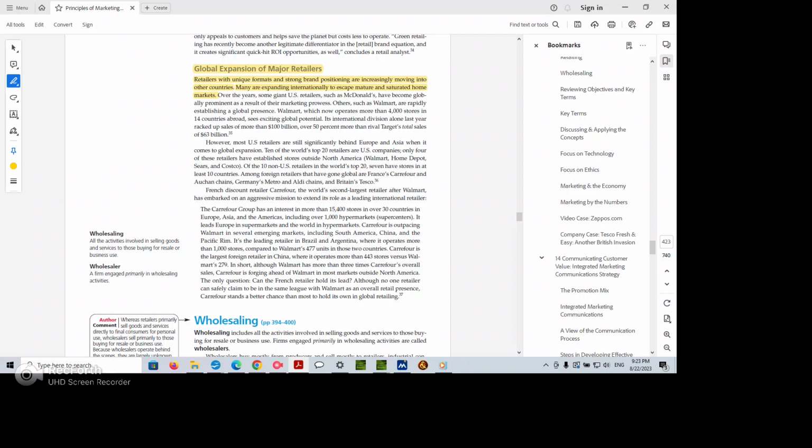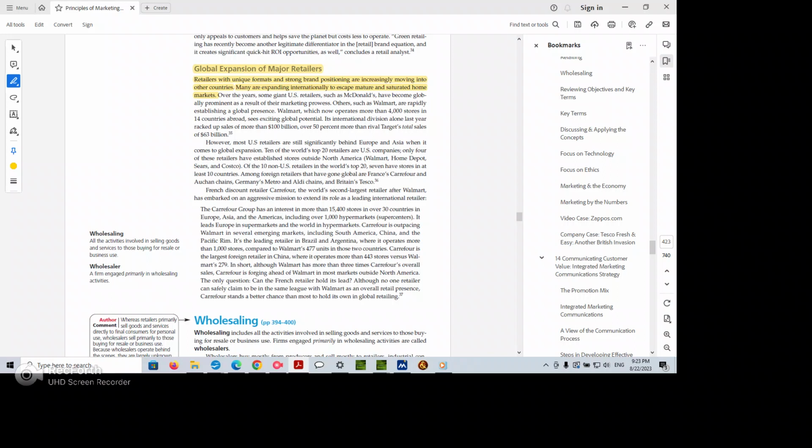Its international division alone last year racked up more than $100 billion in sales, over 50% more than rival Target's total sales of $63 billion.